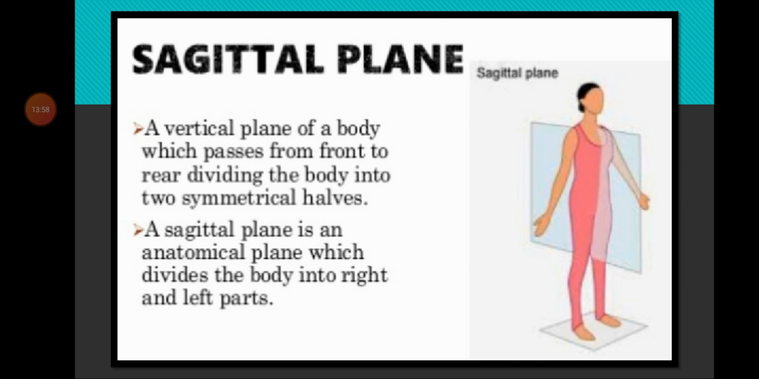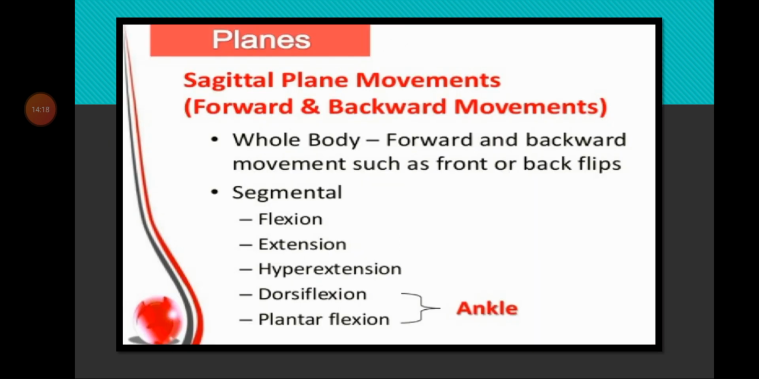First one, sagittal plane. A vertical plane of the body which passes from the front to rear, dividing the body into two symmetrical halves. A sagittal plane is an anatomical plane which divides the body into right and left parts. The next one, sagittal plane movements. Forward and backward movements. The whole body, forward and backward movement such as front and back flips.